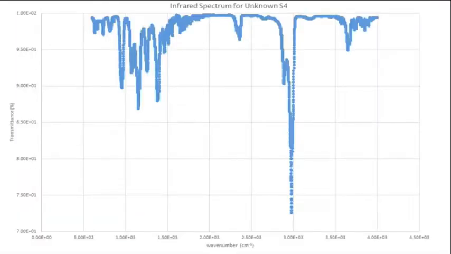Unknown S4 displayed only one peak in the functional group region. This peak was at 2,980 inverse centimeters. This peak was in the range of the CH bonds. Since this was the only peak, it indicated that the unknown did not have any oxygen or nitrogen in it. This ruled out ketones, alcohols, amines, and amides. By process of elimination, the unknown most closely matched anthracene.